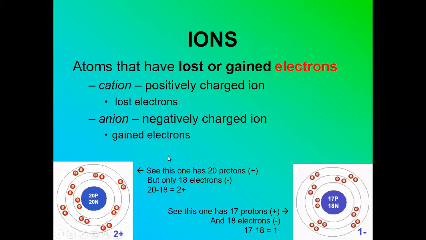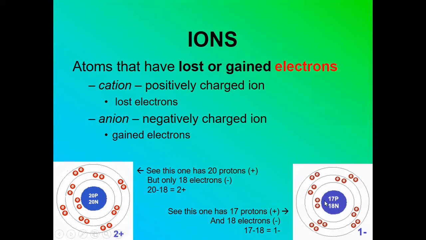Let's take a look at an example of each. Look at the atom on the left here. It says that it has 20 protons. If you were to count all of the electrons on the periodic table, it has 20, but this particular one only has 18. So this one has lost 2 electrons in some way. We'll talk about how that happens later on. But when it loses it, 20 minus 18 equals 2 plus. So this is a 2 plus ion of this element.